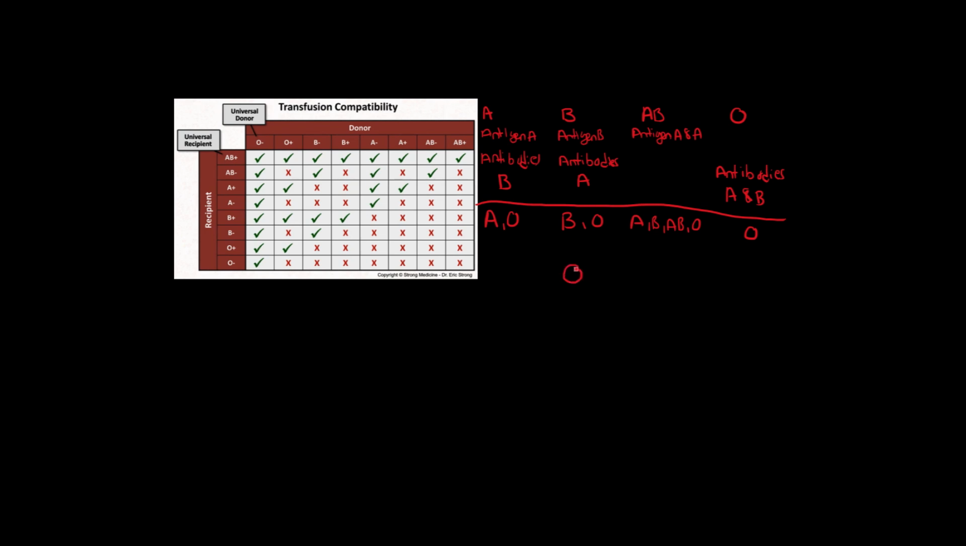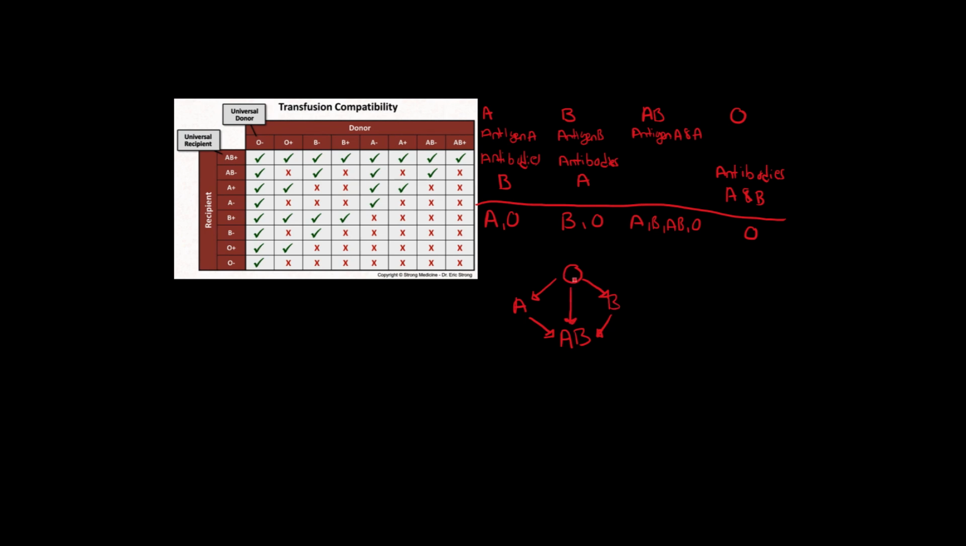The circle's in the top, O is in the top, AB is in the bottom, A is on the left, B is on the right. Now, all the arrows will be pointing down. Now remember this. Look at the arrows. O, all the arrows are going down.